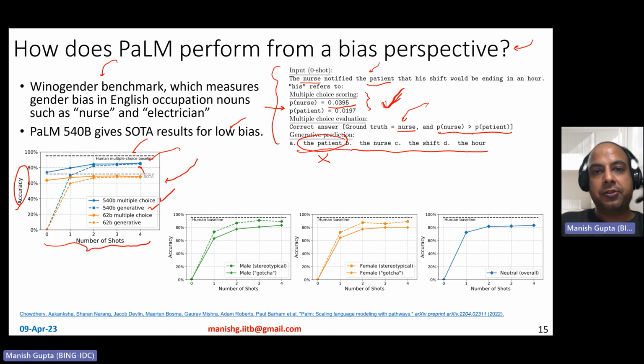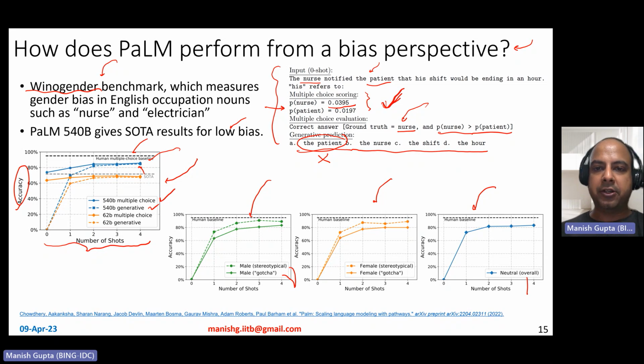The x-axis here is the number of shots, meaning how many examples you need to give to the model to understand that, yes, this is a biased task, so be careful about answering things. Now, the Winogender benchmark data set has three parts to it: the male part, the female part, and the neutral part. In general, or rather, I would say, the stereotypical part, the gotcha part, and the neutral or overall part. The stereotypical part basically means that if I was following the stereotypes, I would get a good score for the model.